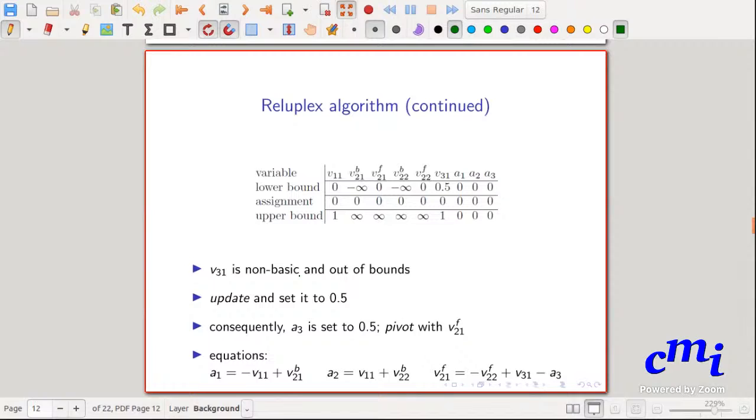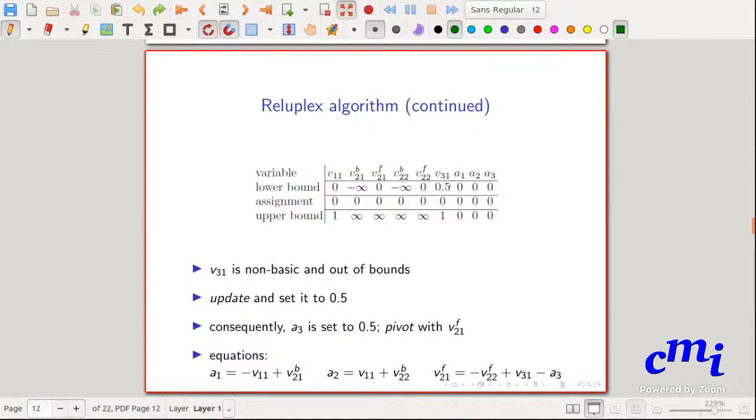Okay, so now let's take a look at all these variables that we have. So we have V11, which is the input. Then we have backward and forward of 21. Then we have backward and forward of 22. Then we have V31, which is the output. And then we have these A1, A2, A3, which are the additional variables.